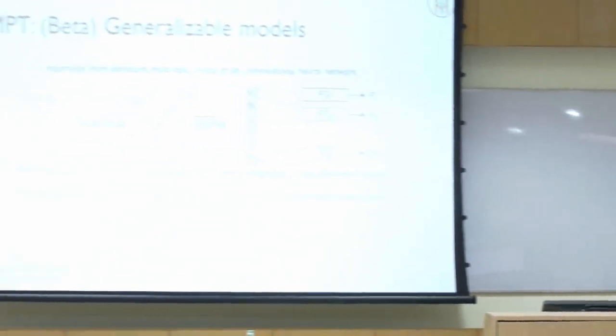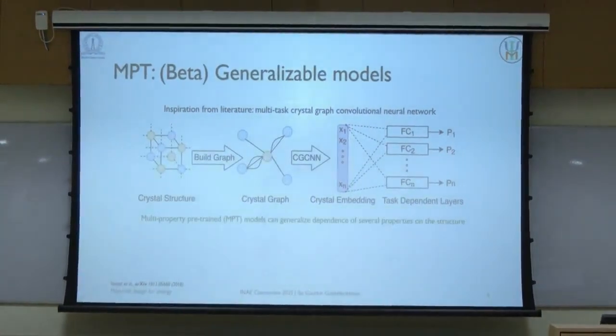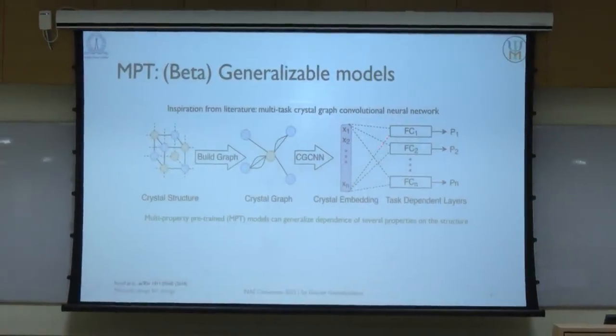Okay, so that's basically answered one half of our question, which is whether transfer learning is useful. The second is how do we create more generalizable models, right? So we took our same graph neural network architecture and we thought, okay, instead of training on one property at a time, if we train on multiple properties at the same time, maybe the model can create better structure property correlations, which is what we did here.